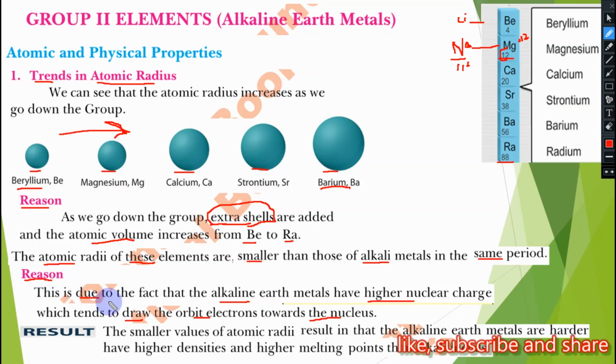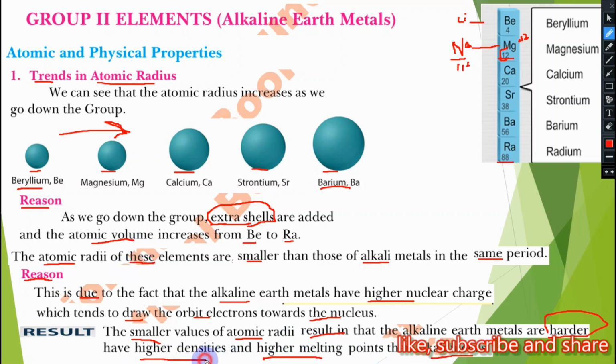Now, what are the consequences, the results, of the smaller radius of alkaline earth metals than alkali metals? The smaller atomic radii of alkaline earth metals result in them being harder than alkali metals. They have higher density than alkali metals. They have higher melting and boiling points than alkali metals. Now, if somebody asks why alkaline earth metals are harder than alkali metals, this is due to the smaller value of atomic radii. Why are the radii smaller? The reasons are above.